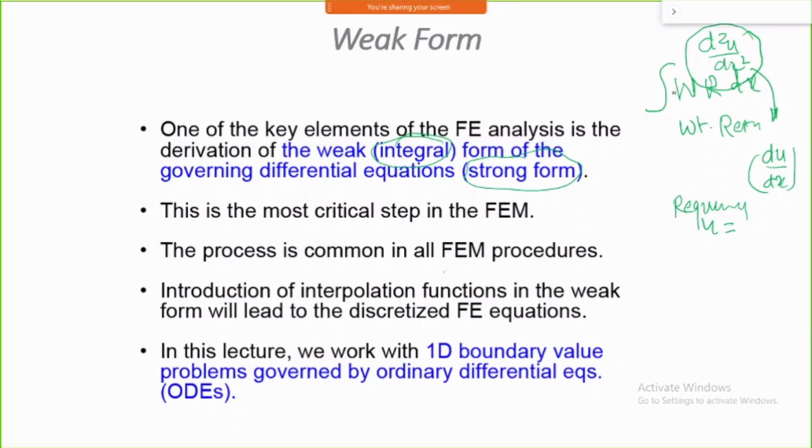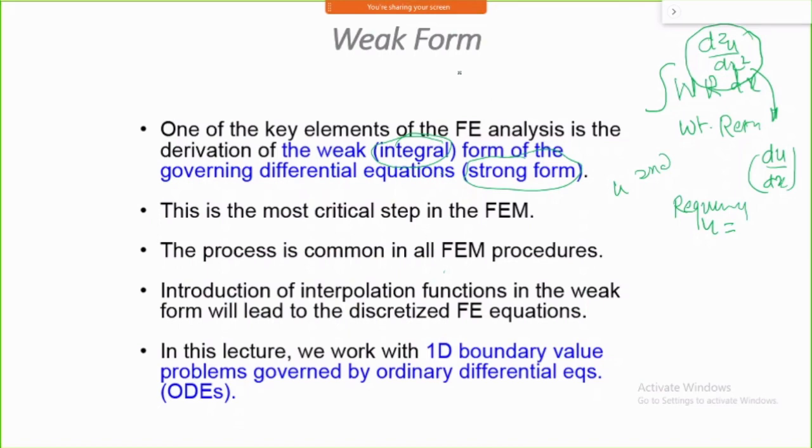But if you are not integrating and directly use it as it is and solve it, then u should be at least second order if my differential equation is second order. So this is the most important point in all FEA stuff, and this is the most critical part. Most of the time we do not understand it quite easily.